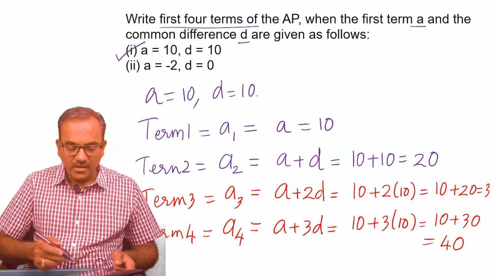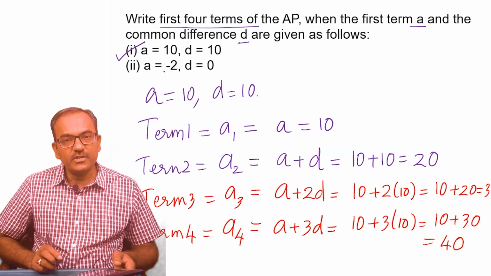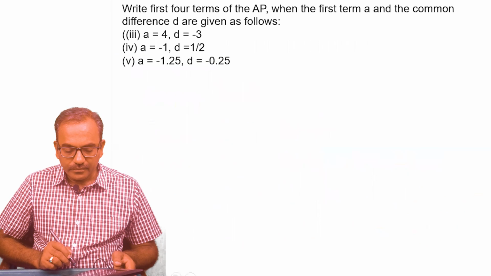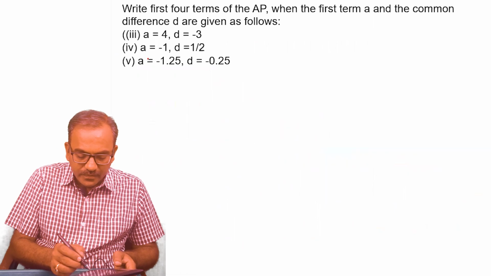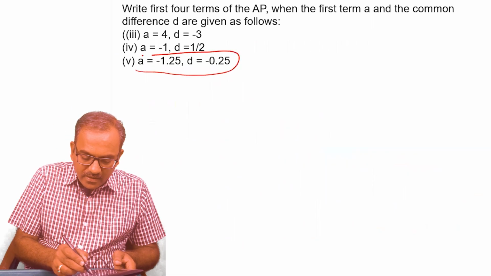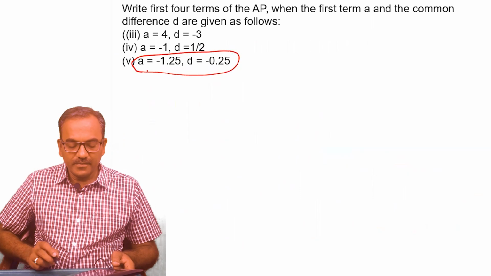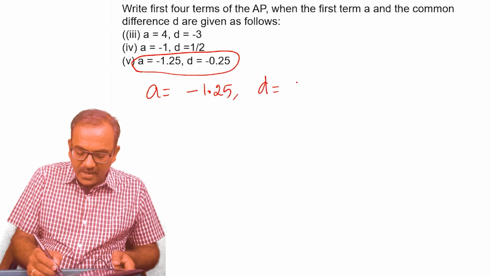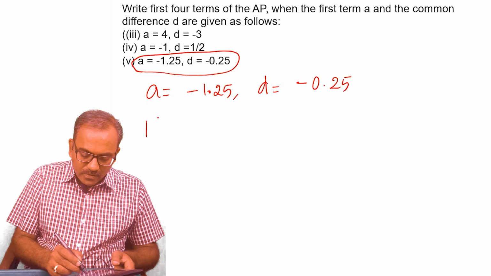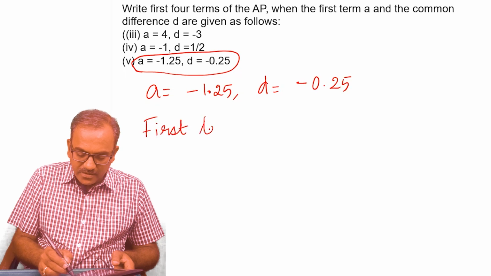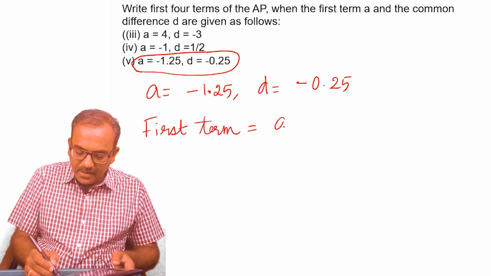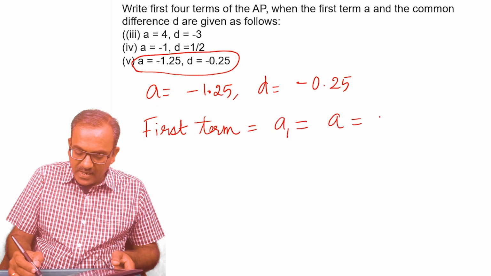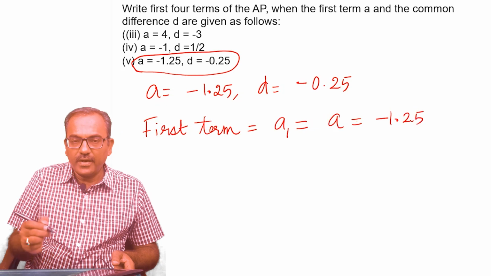On similar lines, you can find out the second problem's solution also. Now, let us move on to the next one. I will choose a special number here: A is equal to minus 1.25 and D is equal to minus 0.25. So, the first term is A1, which is equal to A, that is minus 1.25.